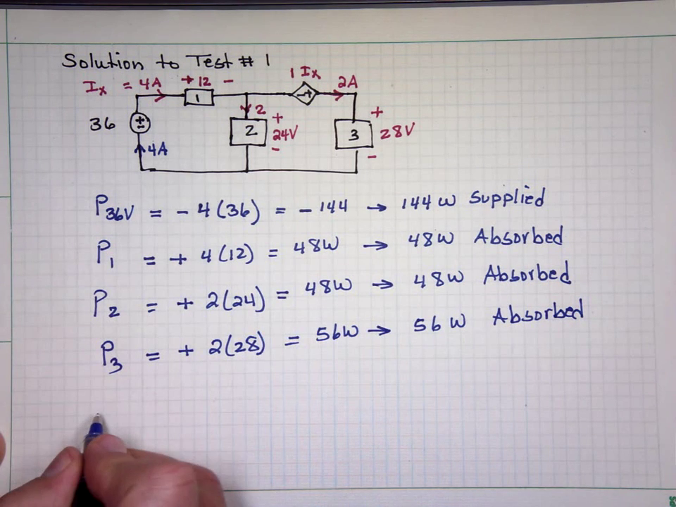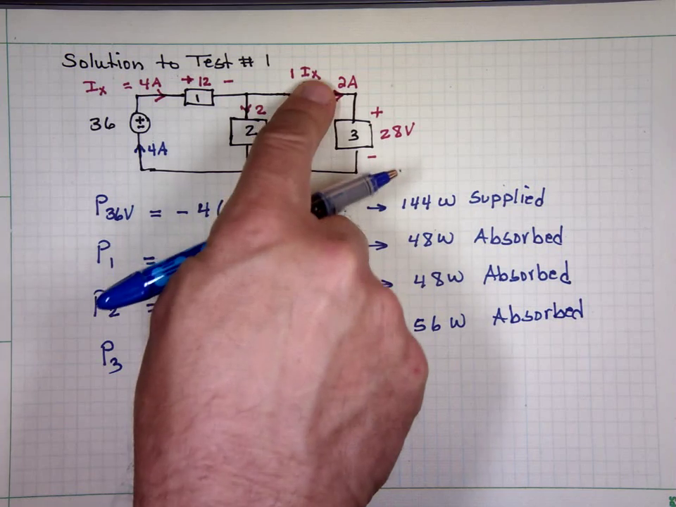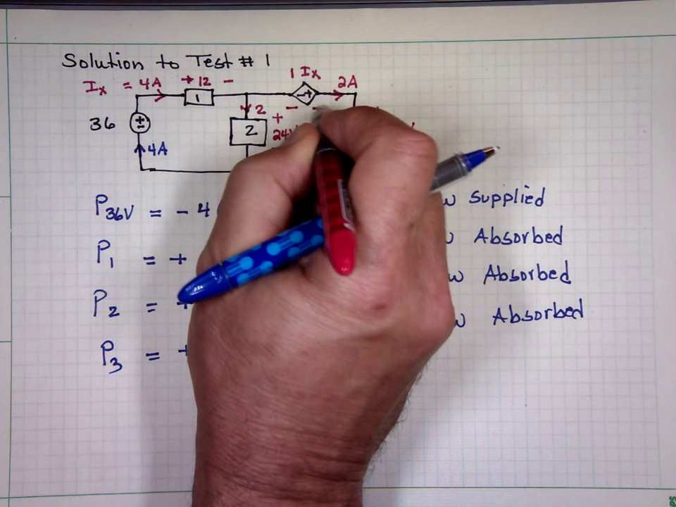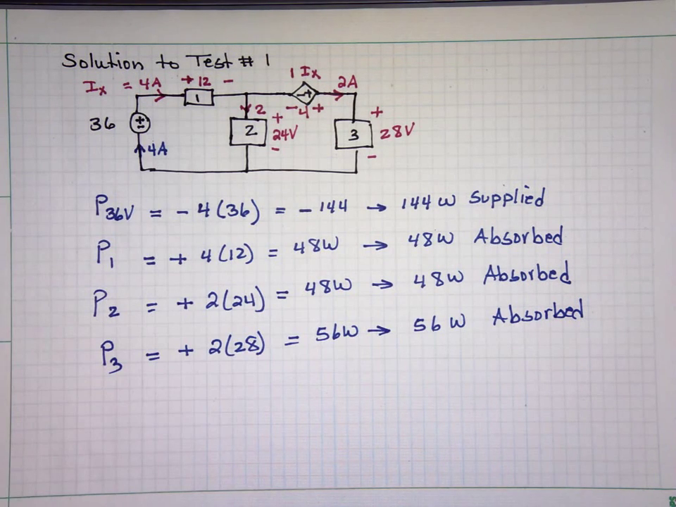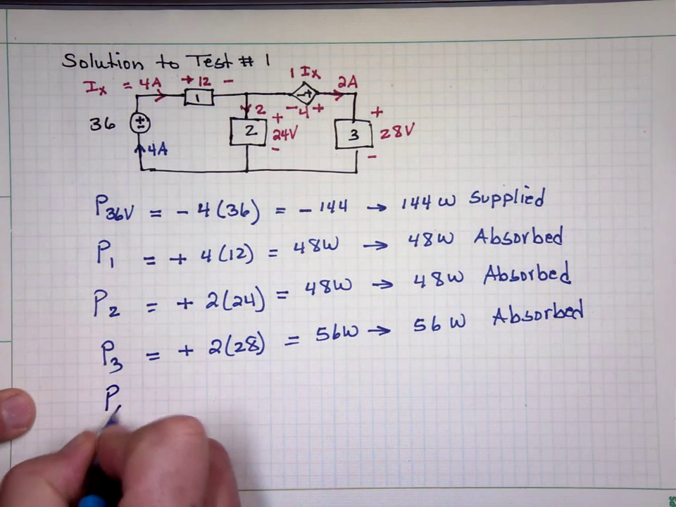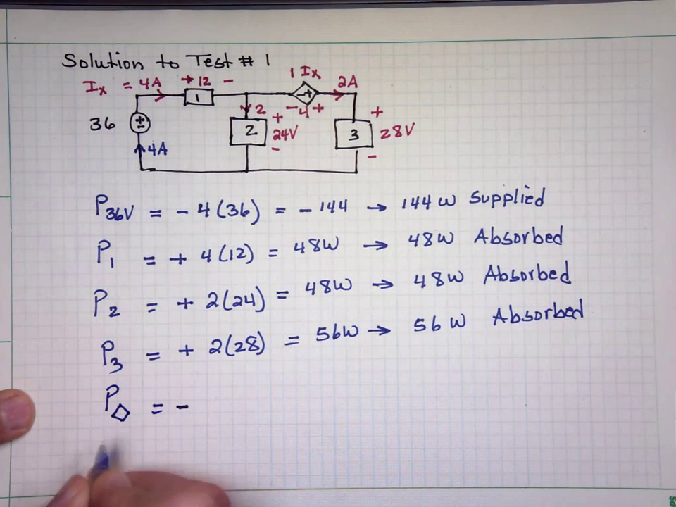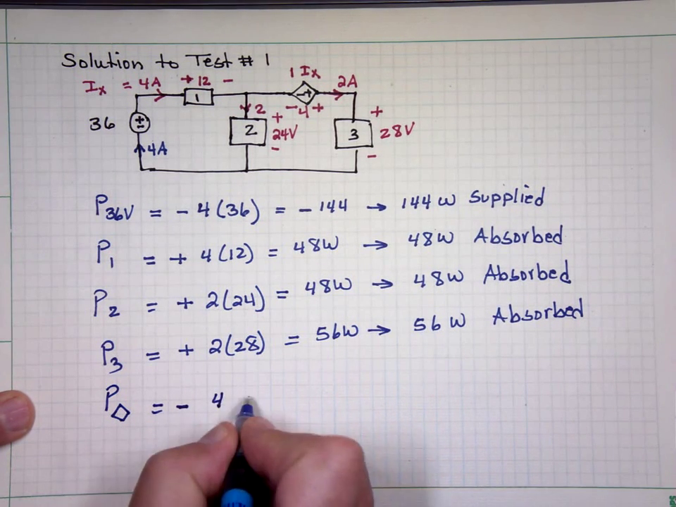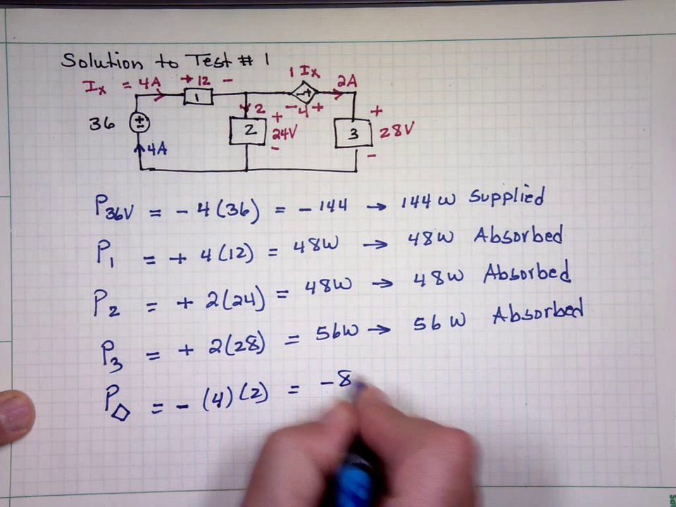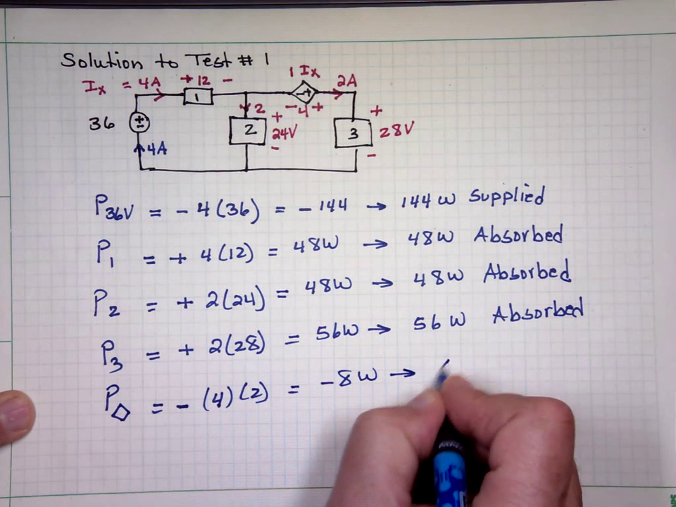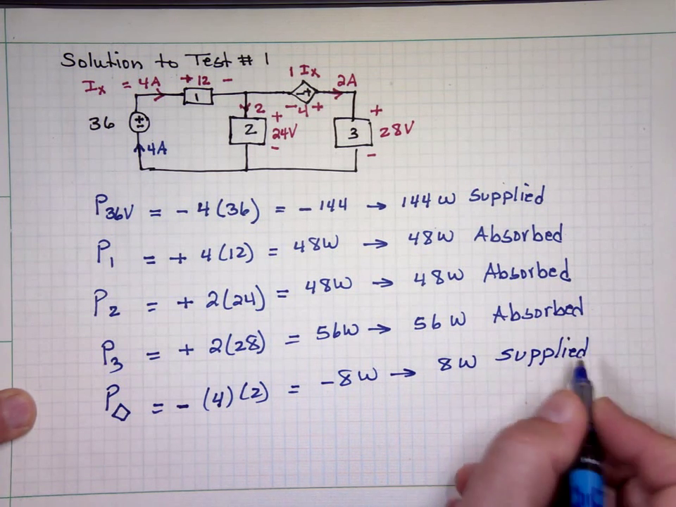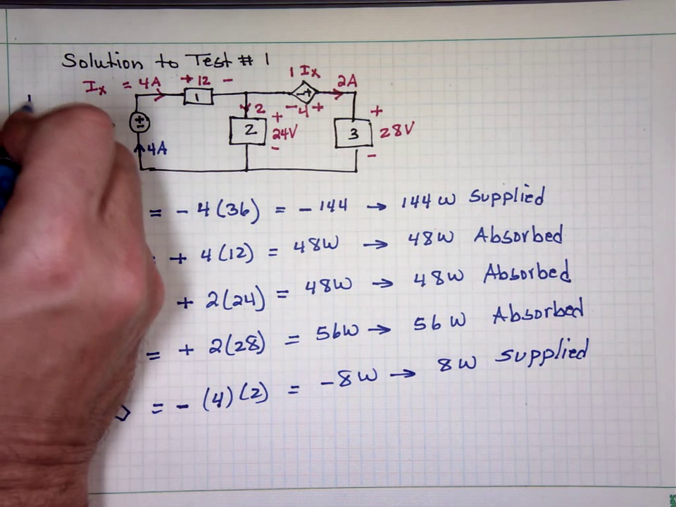Let's look at the dependent source. We know the voltage here is what? It's labeled minus to plus. So this voltage is 1 I sub x. It's minus to plus 4 because I sub x is 4. We have a positive current. The 2 amps is going this way. It's entering the negative. So by that dependent source, that power is minus 4, the voltage, times the current, which is 2. And that's a negative 8 watts. And that's the solution to question 1.